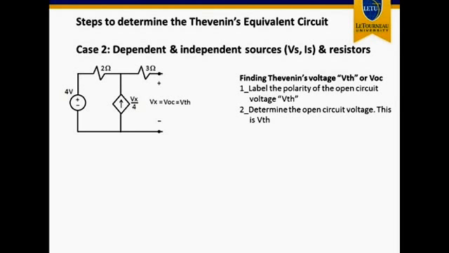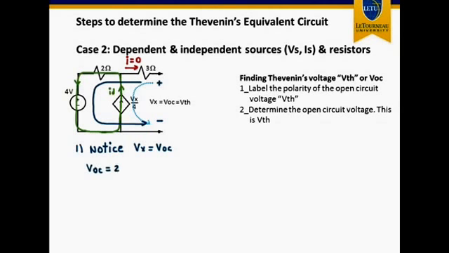Label the top terminal positive, lower terminal negative. We notice that through the 3 ohm resistor no current flows, or current is 0. The only current is the dependent current, equal to V sub x over 4, that flows through the circuit. We notice that the open circuit voltage is equal to V sub x. We could write Kirchhoff's voltage law, but we don't know the voltage across the dependent source. So we write a Kirchhoff's voltage law.